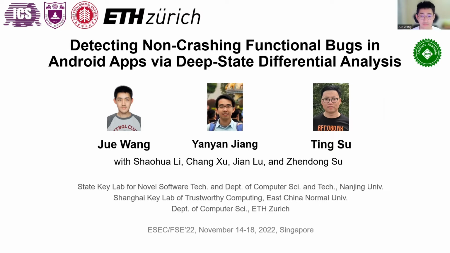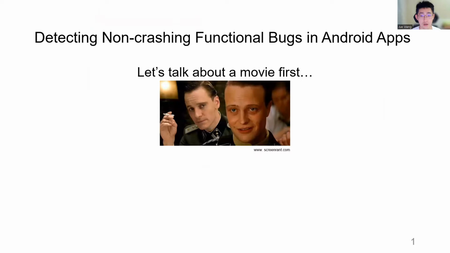But first, let's talk about a movie. In a World War II movie, Inglourious Basterds, directed by Quentin Tarantino, the character, who is a British spy pretending to be a German officer, was exposed by the Gestapo because of a careless action.